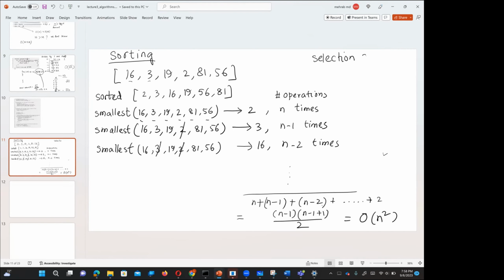Do you understand why this is selection sort? That means every time we are selecting the smallest element, right?